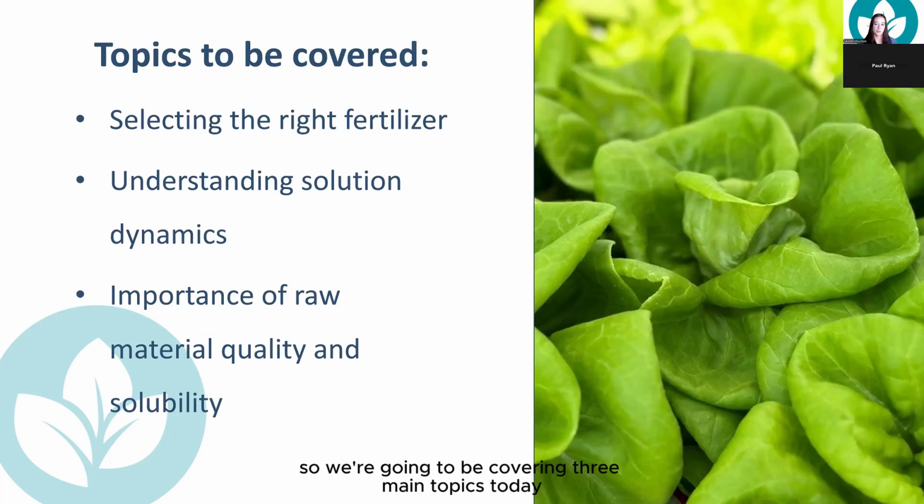So, we're going to be covering three main topics today. The first is going to be how to select the right fertilizer. The second topic is going to be really understanding nutrient solution dynamics, what that means, and how you manage your solutions over time. And the last topic we're going to be covering is really going over the importance of raw materials and the raw material quality in the fertilizers that you do select for your plants.